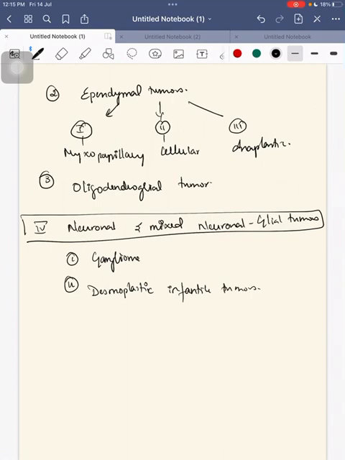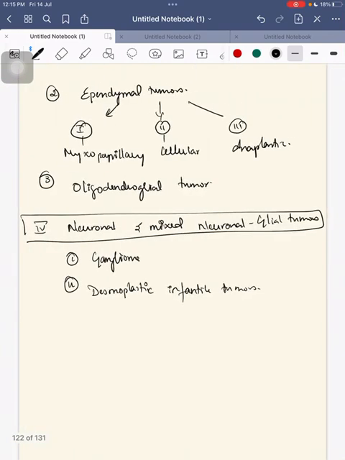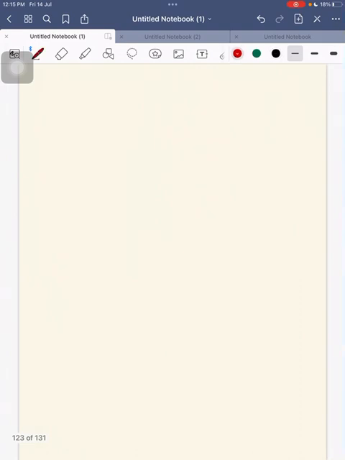So these are the classification of the tumors according to its site: posterior fossa, midline tumors, supratentorial tumors. We will see the important tumors alone in detail here. Next we will go on to the clinical manifestation of the brain tumors, clinical features.